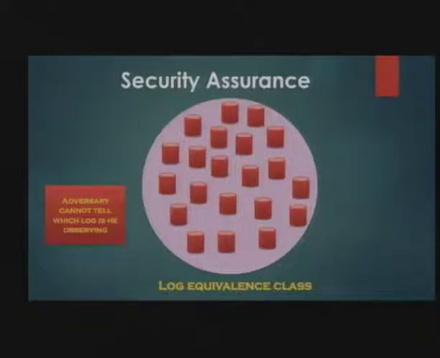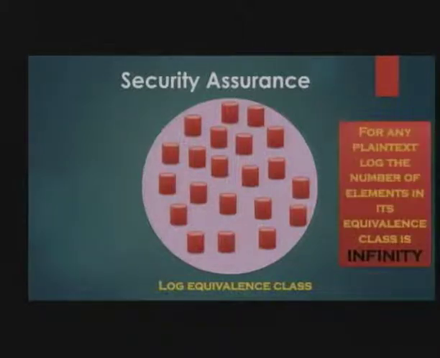So what makes this more interesting is that for any arbitrary plain text log, the number of elements in the equivalence class is infinity. So this size is infinity. So he can just say that this is one of the infinite things, and doesn't know which one with significant probability. These are all probabilistic results, not absolute results. So with high probability, he cannot computationally differentiate between these things.